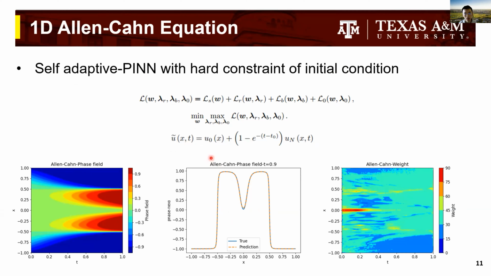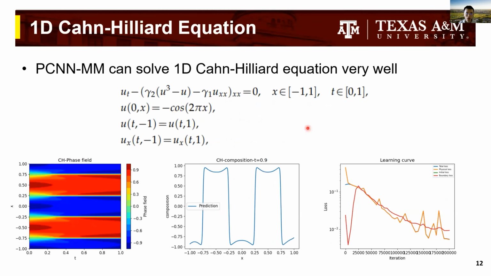So I embedded the hard constraint of the initial condition, so that the initial condition can be satisfied perfectly. Here you can see the prediction agrees with the true solution. And also here you can see how the weights at different locations of your collocation points and the initial boundary points are weighted. We also use the physical constraint neural net with Minimax architecture to solve this one-dimensional Cahn-Hilliard equation. You can solve this pretty well.